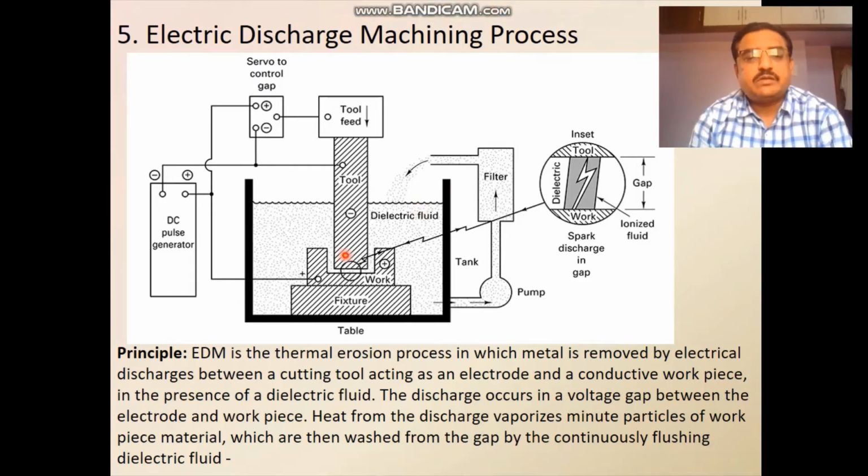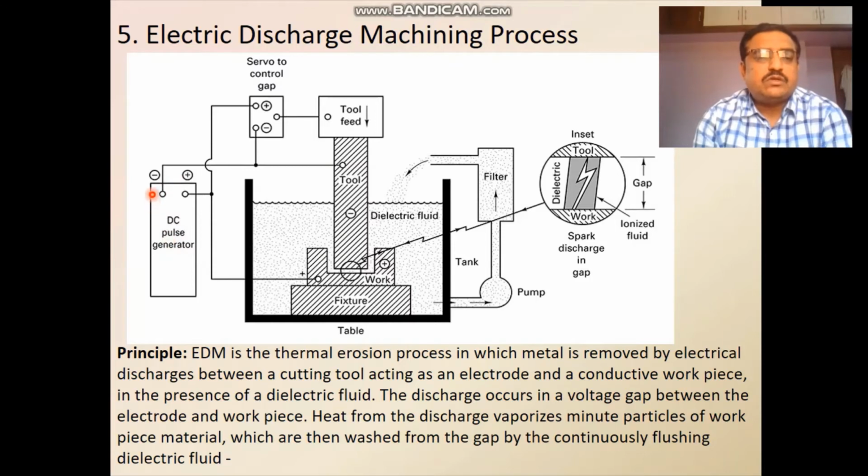The working principle of this process: electric current gets discharged from one electrode to the workpiece and a spark is created which generates very high temperature, and because of that the metal gets vaporized and its particles get washed out from the gap, so that a cavity is made or material is removed from the workpiece. So in this process, a DC power supply is required.